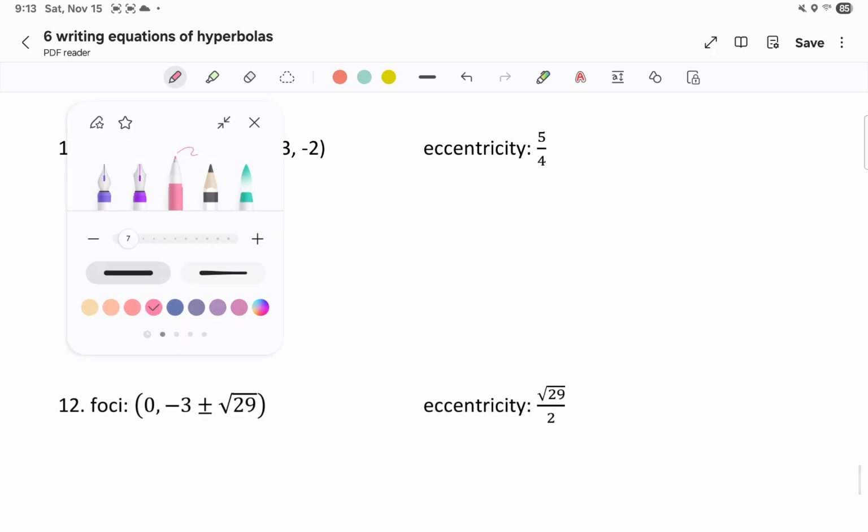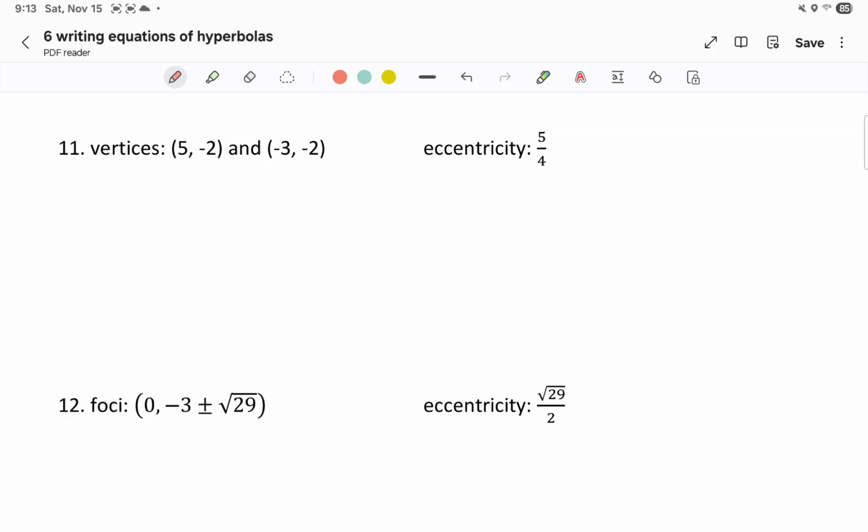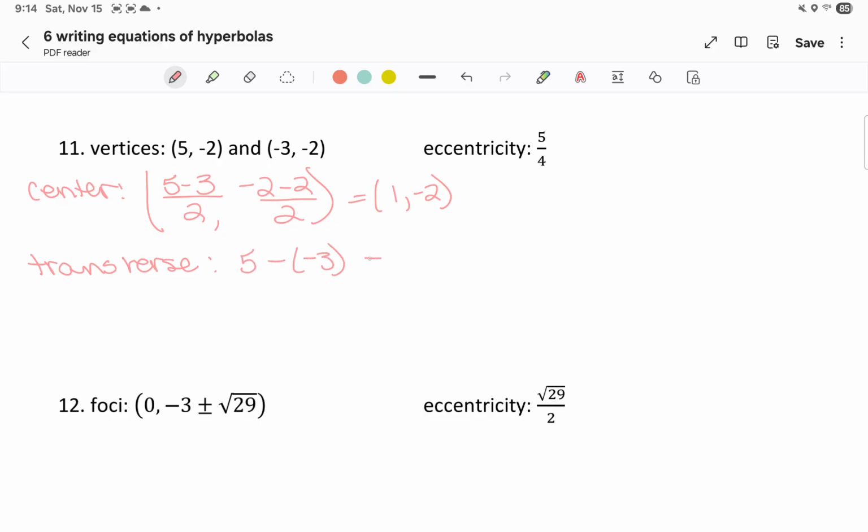So then with 11, we have vertices, so we are going to find that center first. And we have 5 minus 3 over 2, negative 2 minus 2 over 2. And so that gave us 1 and negative 2. And so then for the length of that transverse axis, we're going to take 5 minus a negative 3, and that gives us 8. So then for A, that is 8 over 2, which is 4.